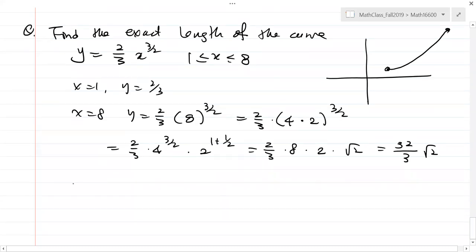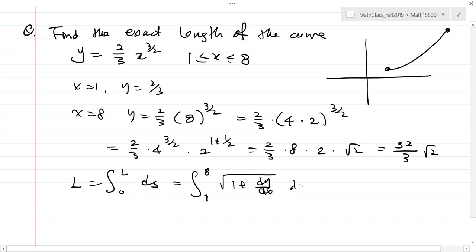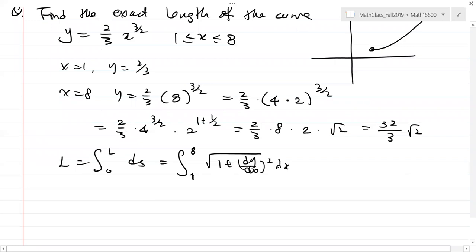The very first step: the length should be the integral like this. This is a trivial formula. Then you have to decide which variable to use. Since y equals f of x, it's better to use the x variable, x from 1 to 8, and the square root of 1 plus dy over dx, squared, dx. You have to memorize this formula. There's a square there, don't forget the square. The reason is the Pythagorean theorem. Here's dx, this is dy, that's ds.